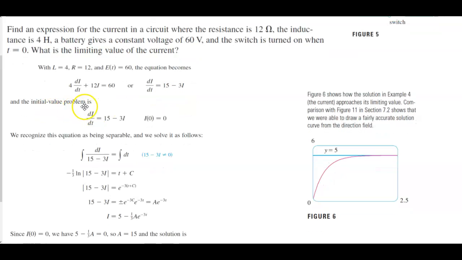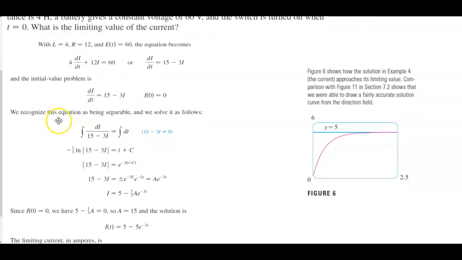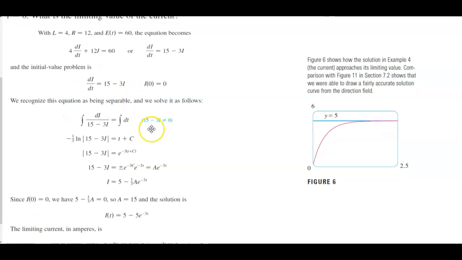And the initial value problem is the following. We would have di over dt, which is equal to 15 minus 3i, and we have I of 0, which is equal to 0. Now, we can recognize this equation as being separable, and we can solve it as follows. We can divide both sides by 15 minus 3i, and then multiply both sides by dt, as long as 15 minus 3i does not equal 0.